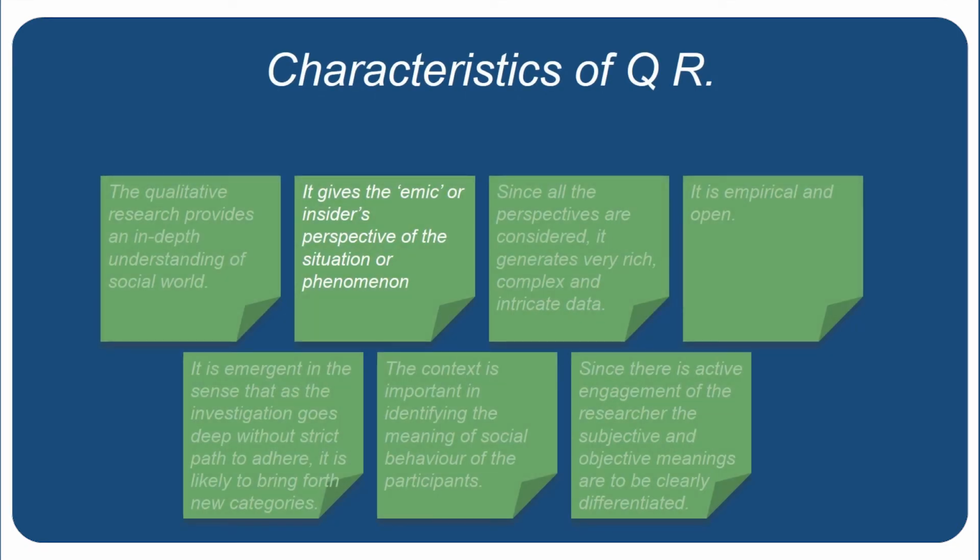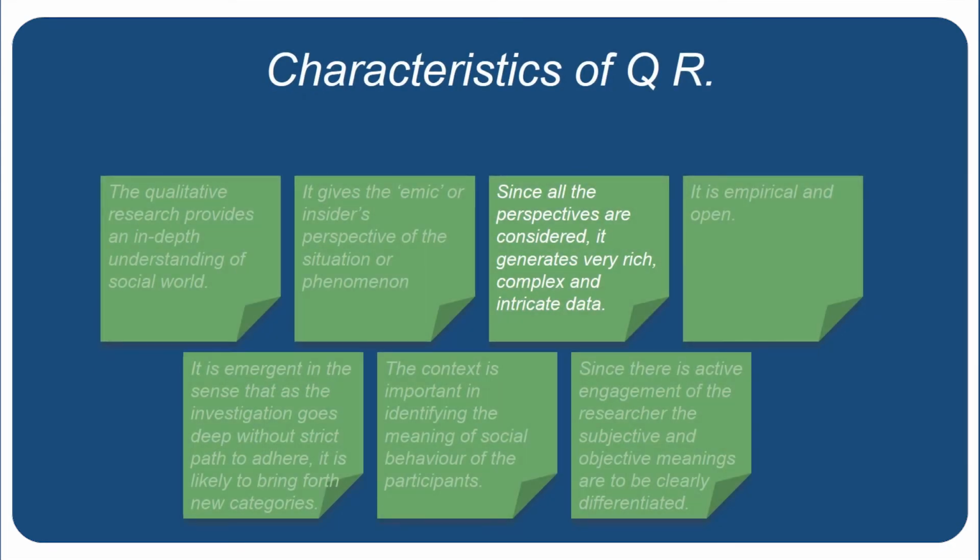Right. As I already mentioned, in the qualitative research, it is the emic perspective, that is the perspective of insiders about the situation or the phenomena. In case of other kinds of researchers, mostly the researcher himself will have one kind of understanding and the interpretation goes according to the understanding of the researcher. But in case of qualitative research, the insider's view or perspective is given importance and due recognition.